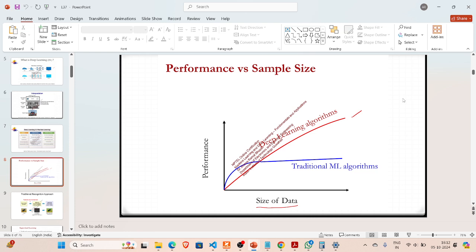So continuing, as you can see, with traditional ML algorithms, if you increase the size of the data, there is no significant change in the performance of the algorithm. While with deep learning algorithms, there is quite a significant change when the size of data increases.